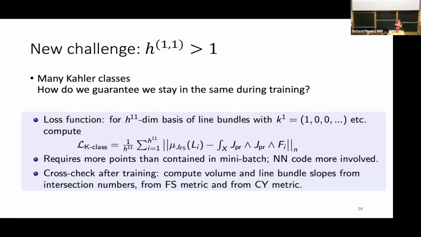So in order to implement this, we also had to revise the training loop. We have a 2-step training loop now, where in every epoch you will first run over all the mini batches, and then you will do one run over this bigger batch in order to compute the Kähler class loss. And then after training, of course, you want to check that things are looking good. So one thing you can check is that you can compute the volume of the Calabi-Yau, because this is something that depends on which Kähler class you're in. And you can also compute these line bundle slopes again.